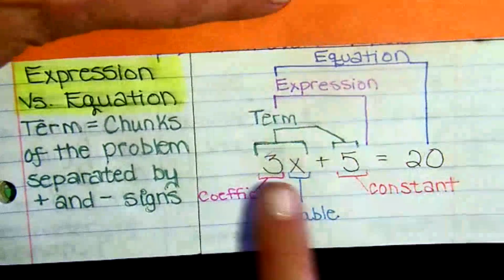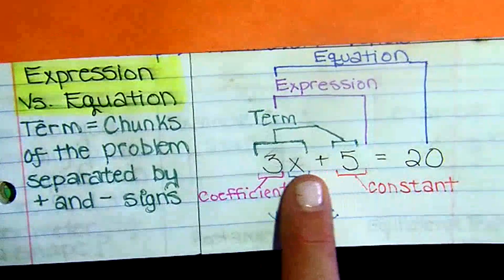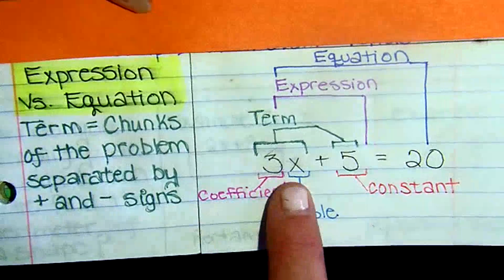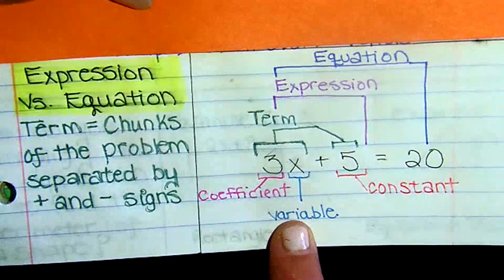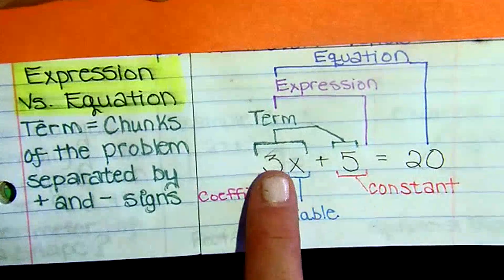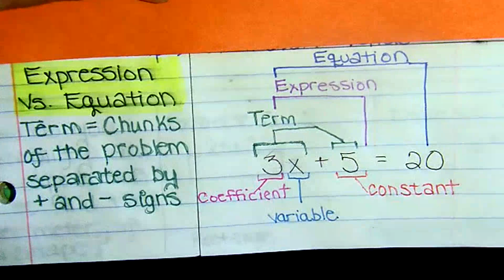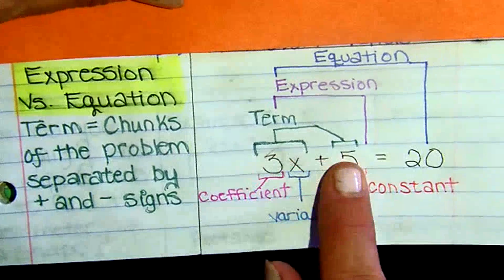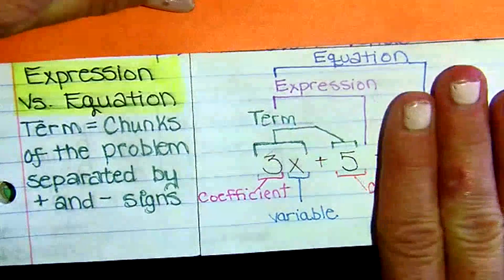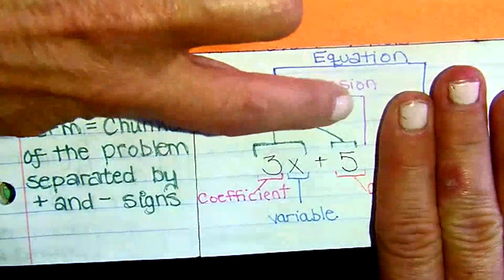So if I'm tearing apart this 3x plus 5 equals 20, I see all the different little pieces here. 3 is the coefficient. It's attached to the variable, which is x. This is a constant, the 5. These chunks of the problem separated by plus and minus signs are called terms. There's 1, 2 terms in this side of the expression. When I cover this up and there's no equal sign, this is an expression.